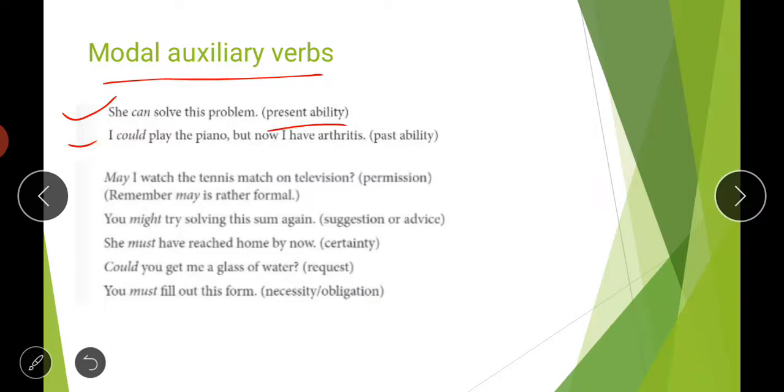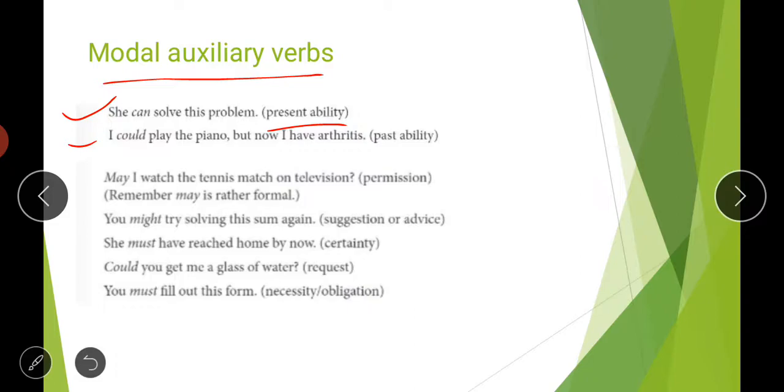If you look at the second sentence, I could play the piano but now I have arthritis. So I could means we are talking about the ability that I had in the past. I could play the piano but now I have arthritis. Arthritis is a name of disease. It is related to joint pain.